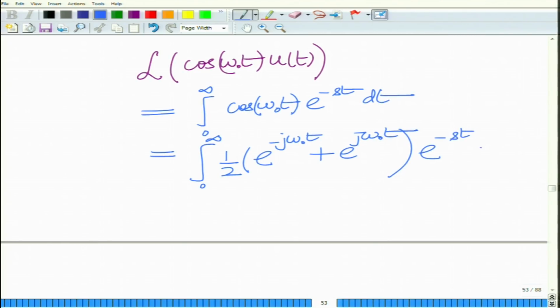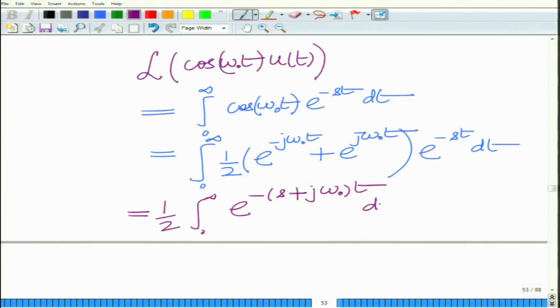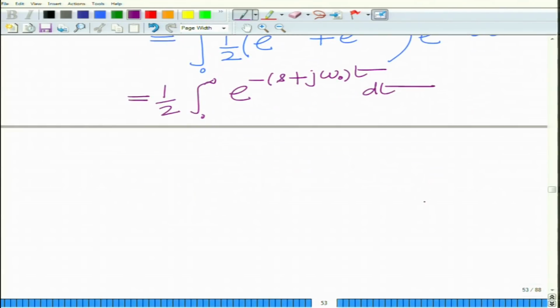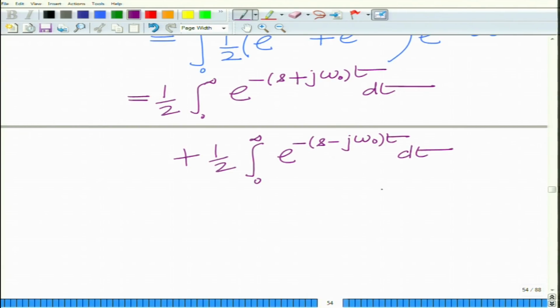times e raised to minus st dt, which is equal to half the integral from 0 to infinity of e raised to minus (s plus j omega naught) t dt, plus half the integral from 0 to infinity of e raised to minus (s minus j omega naught) t dt. Okay. So, I have written it as the sum of two integrals.